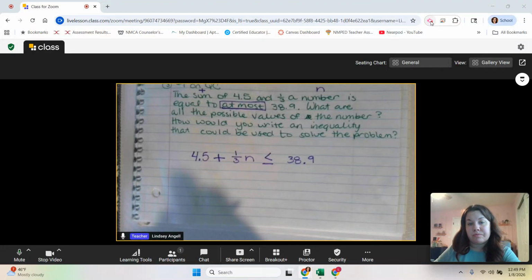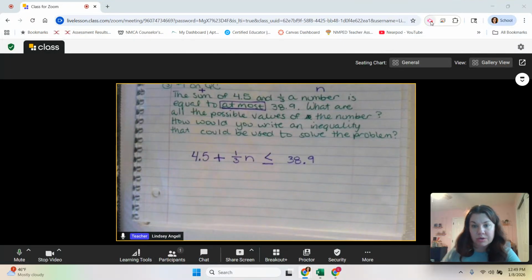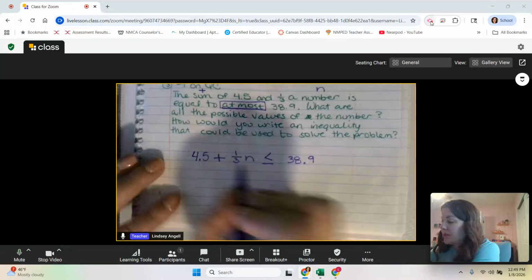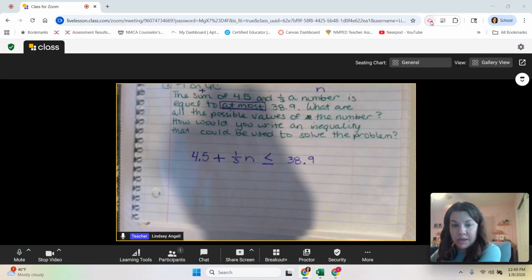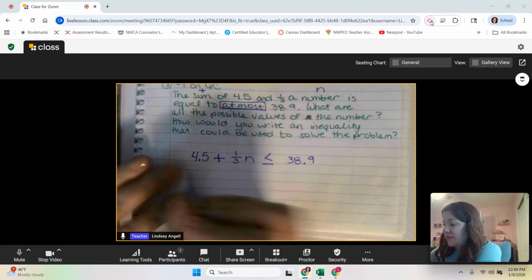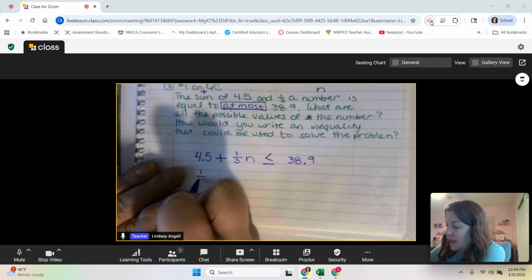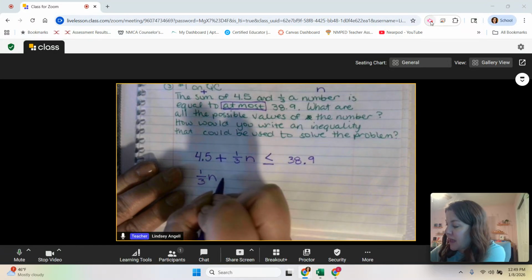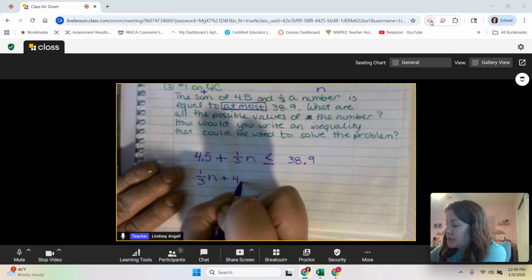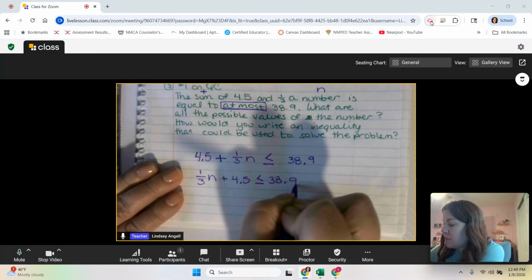Okay, so there's our inequality. Now, the only thing I haven't done yet is these are backwards according to the pattern or the process that we would normally write it. And it is a good habit to get into, especially when you get into higher levels of math and you have more exponents involved and stuff like that. So usually what happens is that you write things in order of the exponent, which in this case we don't have any, but we do have the variables. So we're going to say 1/3 n plus 4 5/10 is less than or equal to 38.9.